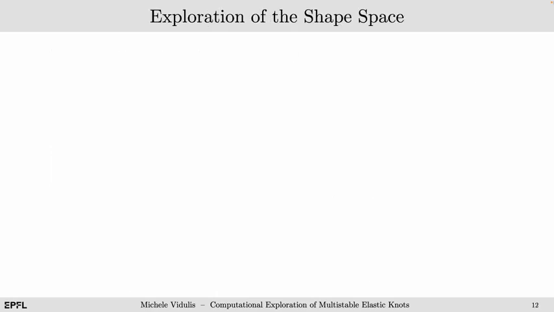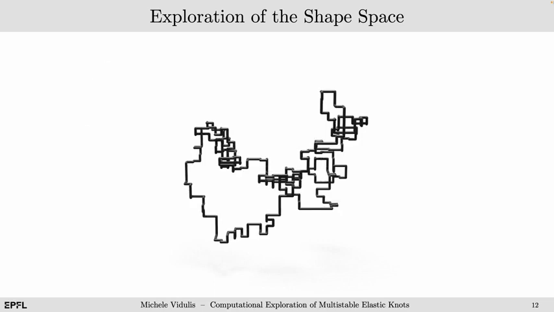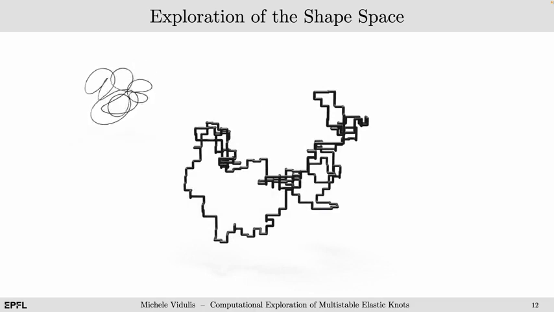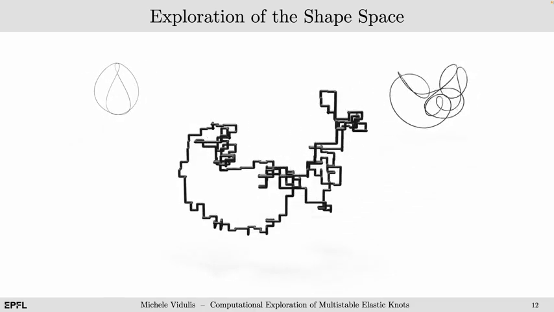This is why we restrict our sampling space to the cubic lattice Z3. We instantiate a curve of known knot type in Z3, and we apply local topology preserving random moves. We then simulate the relaxation, and then repeat the process for different initial curves.